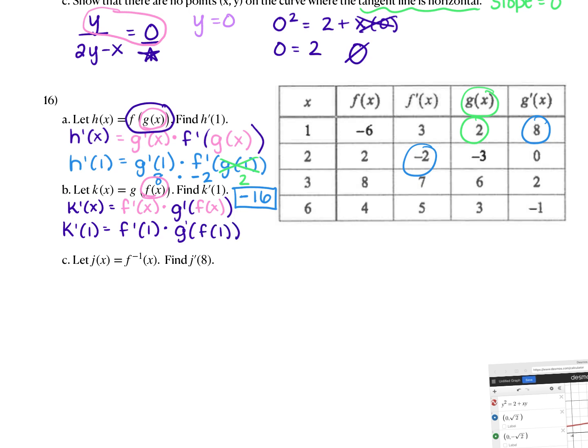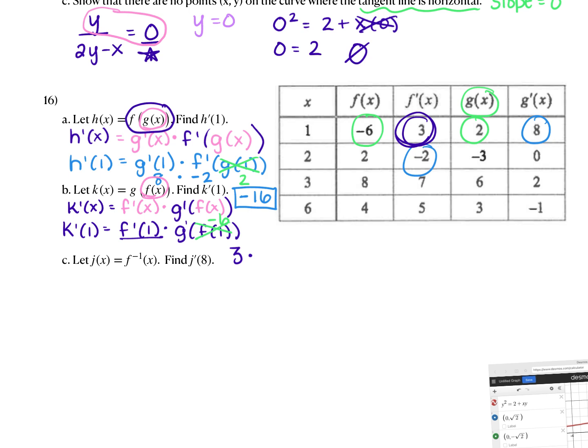And first order of business is to figure out what the heck that f of 1 is. Okay, so in my f function, here's my f of 1, which is negative 6. So I'm now looking for f prime of 1. So f prime of 1 is this one right here. It's the 3 times g prime of negative 6.